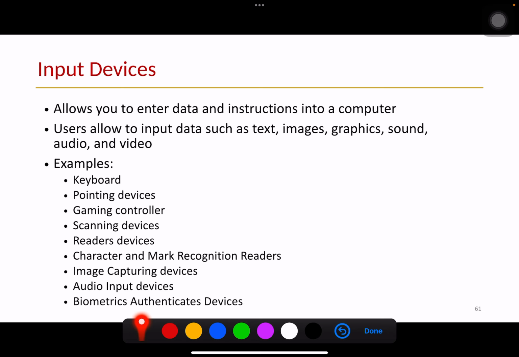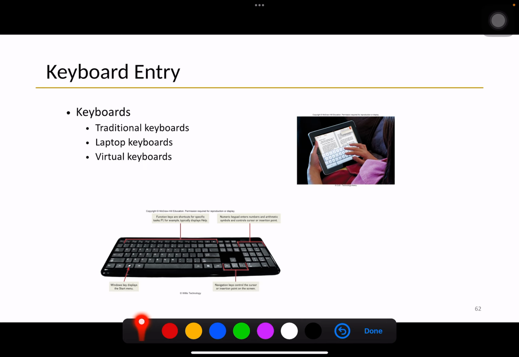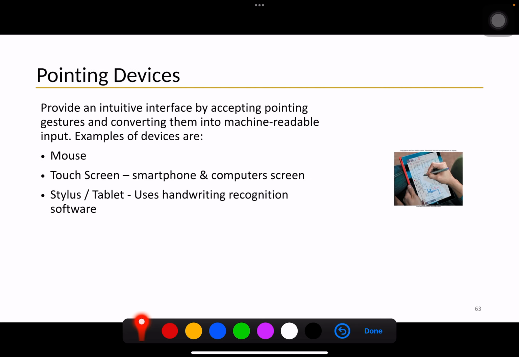Okay, so these are all examples of input devices that cover inputting text, image, graphics, sounds, audio and video. Okay, keyboard. These are examples of keyboards: laptop keyboard, traditional keyboard, virtual keyboard. This is a virtual keyboard. This is a traditional keyboard. Okay, thumb keyboard and so on.